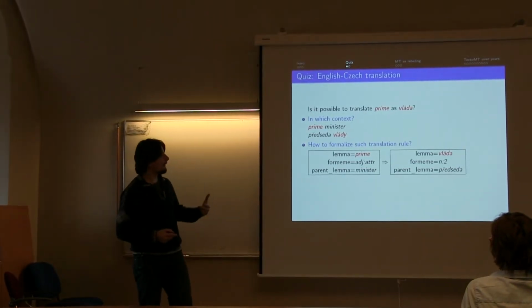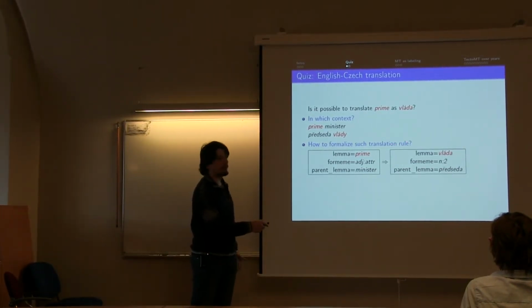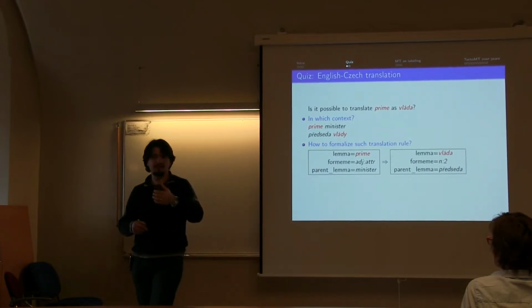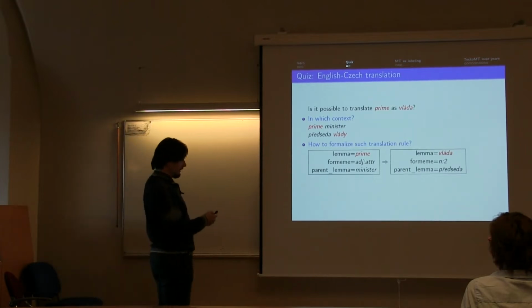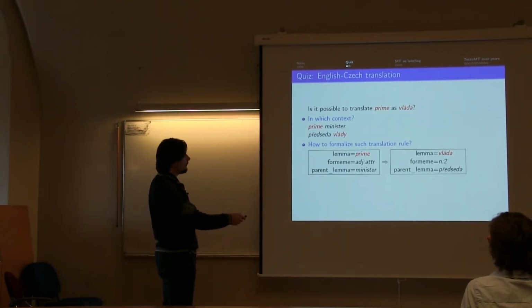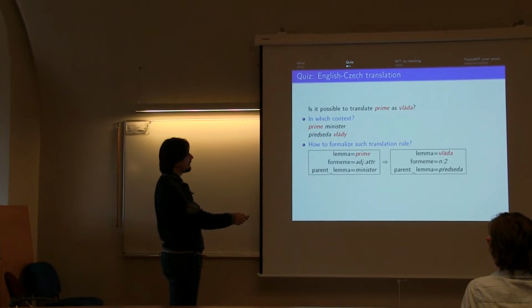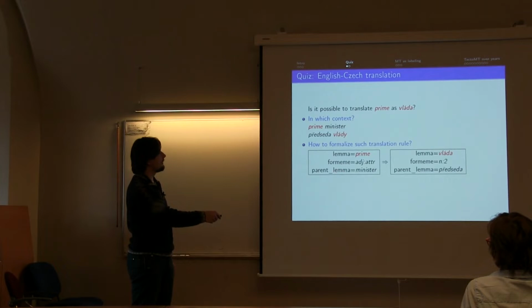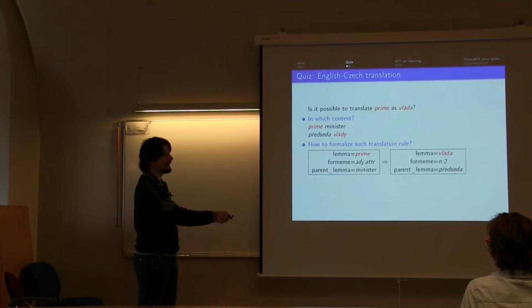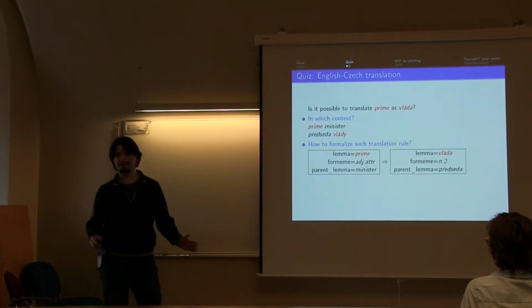So how to formalize such a translation rule? When I say rule, I don't mean automatically that it must be manually written. It can be an automatically learned rule with probabilities and so on. So probably here is the word lemma we are translating, and on the tectogrammatical layer we have something called formeme, which says that this word is actually an adjective in attributive position. And we also need a context. So we need to know that the dependency parent or head, the governing node, its lemma is minister. So only in this context, prime can be translated as vláda, otherwise not.